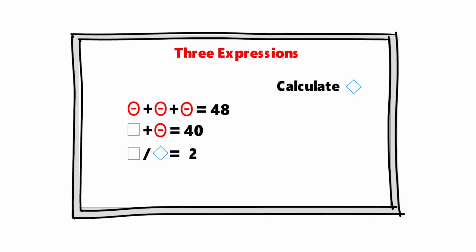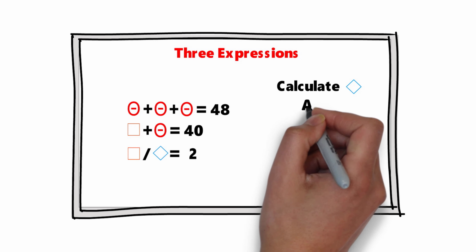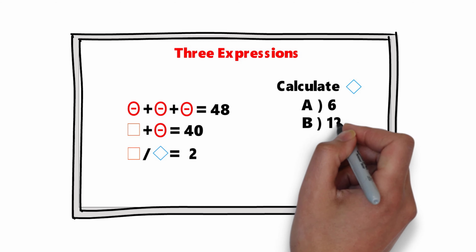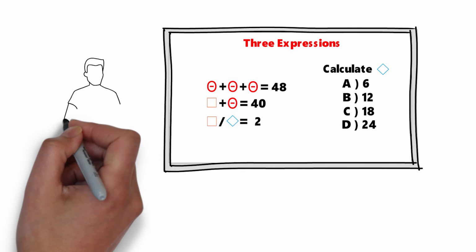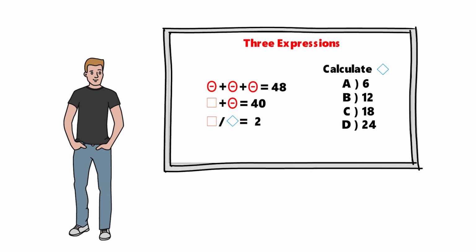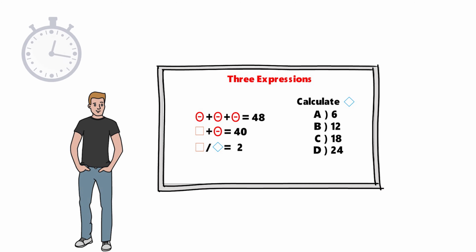You're presented with 4 different choices. Choice A, 6. Choice B, 12. Choice C, 18. And choice D, 24. Can you do the math? Give yourself 10 to 15 seconds. Maybe 20 to 30 seconds, depending on how quickly you are with the math.